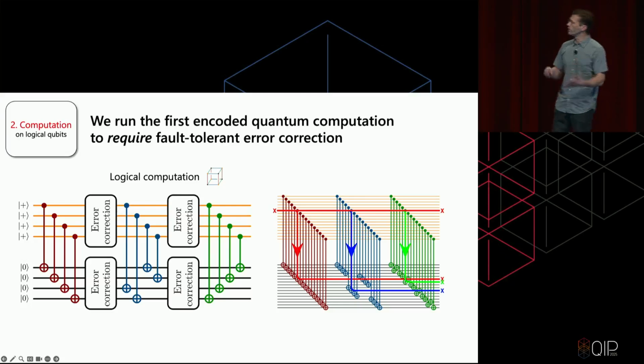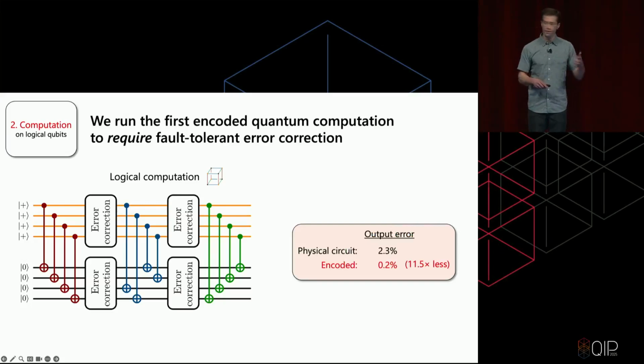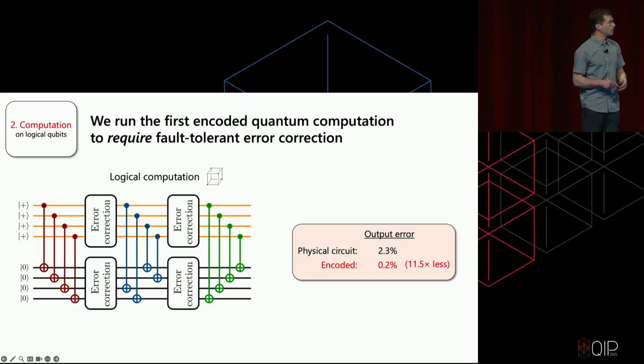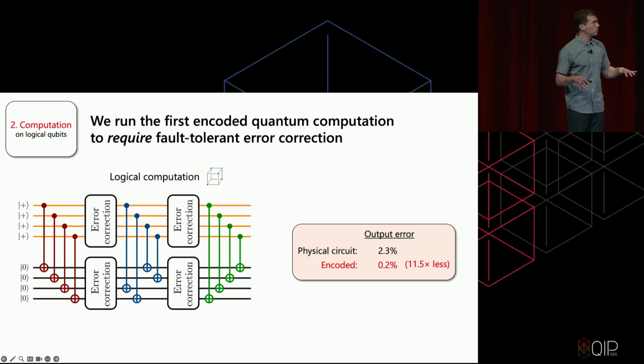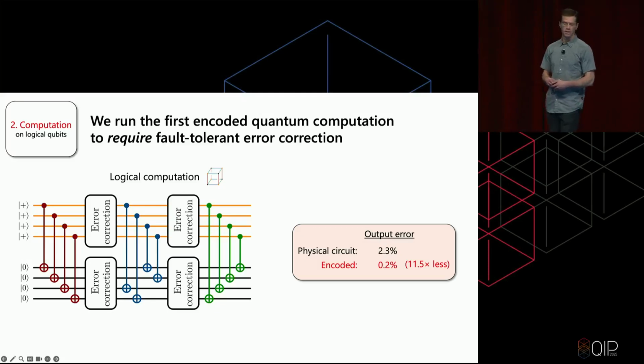And so indeed, we run this and it works, and we show, for example, that if you run the physical circuit just using 8 bare unencoded qubits, the error rate was 2.3%. When you run the encoded circuit using 32 physical qubits plus 4 for error correction, so 36 qubits total, the encoded error rate was 0.2%, so 10 or 11 times less than the physical error rate. It does work.